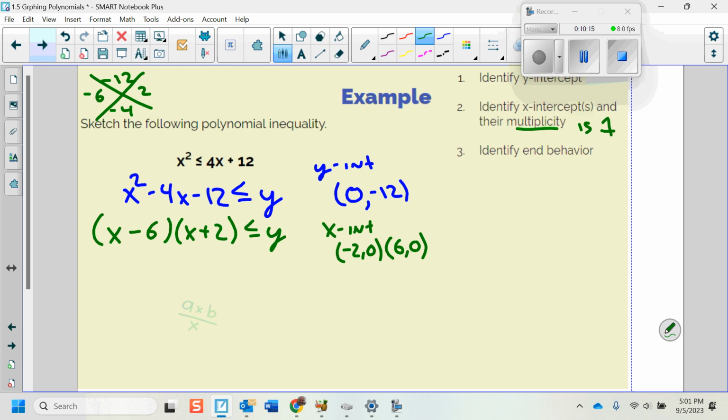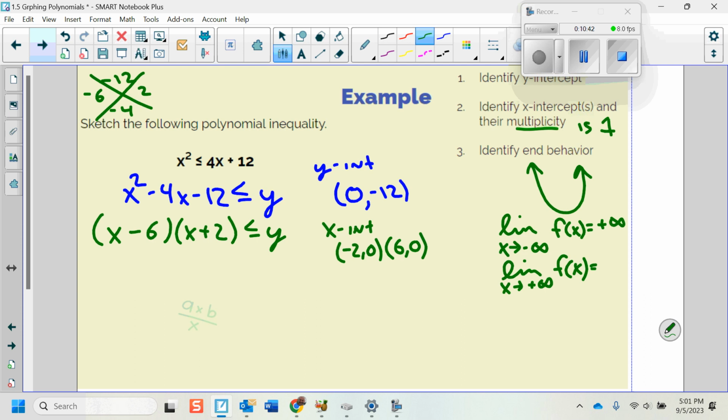Remember, this is a parabola. And the way I've written it, the a is positive, so it's going to open upward. So again, the limit as x approaches negative infinity for the function will equal positive infinity, and the right limit, as x approaches positive infinity, will also be positive infinity. So I've covered all those three things that I need to do.